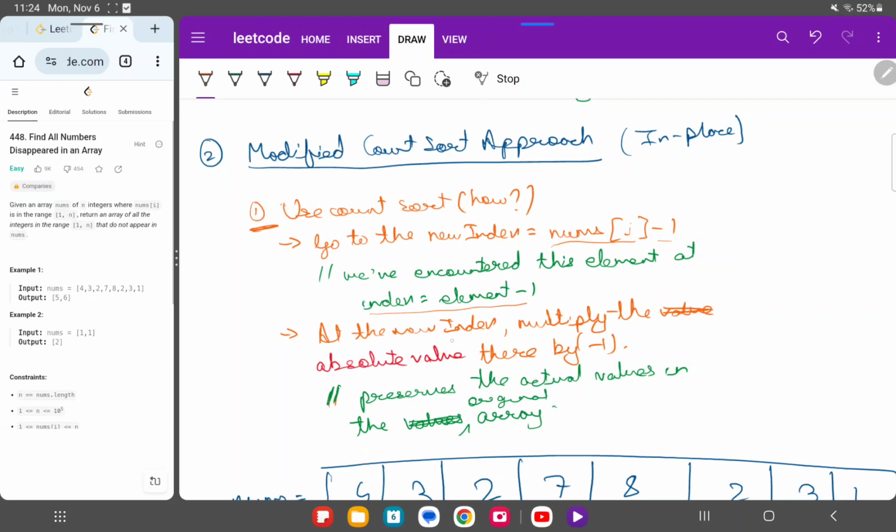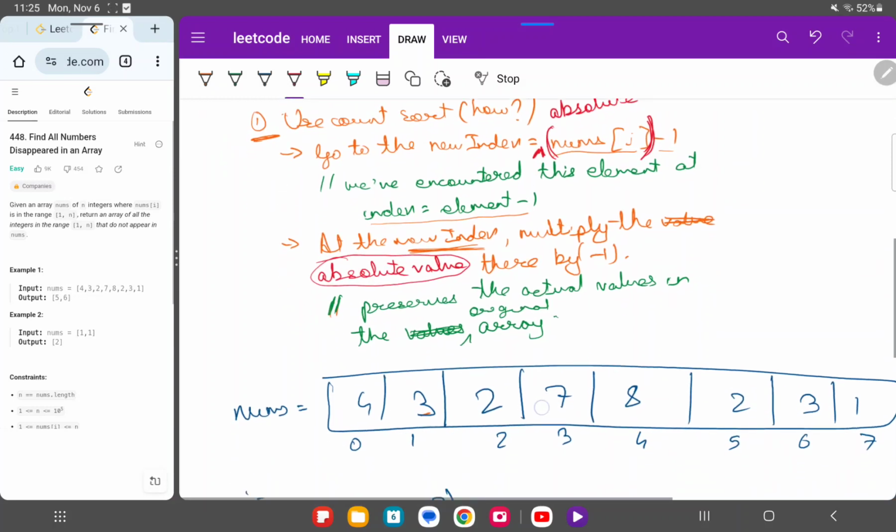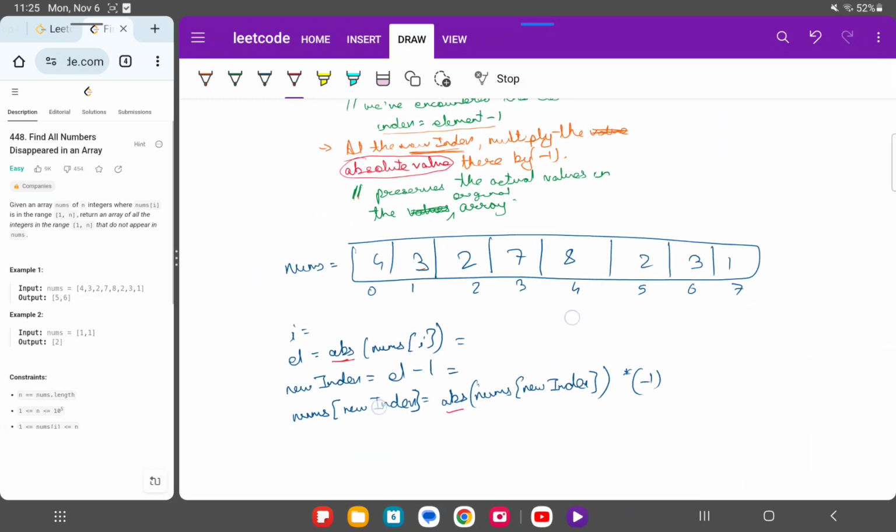And at the new index, as you can see, multiply whatever the absolute value of that value is by minus 1, suggesting that we've encountered this element, and we multiplied by minus 1 to preserve the actual values in the original array. So next time whenever we're going over that index, we just need to get the absolute value of it. Again, before we move forward, one correction: this part needs to be the absolute value of nums[i]. Alright, so let's understand this via an example below.